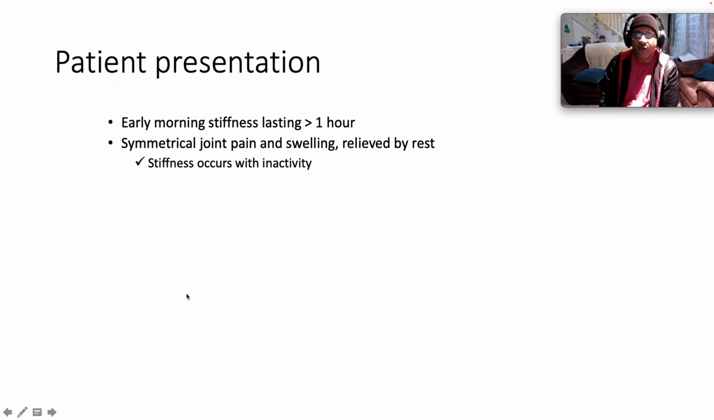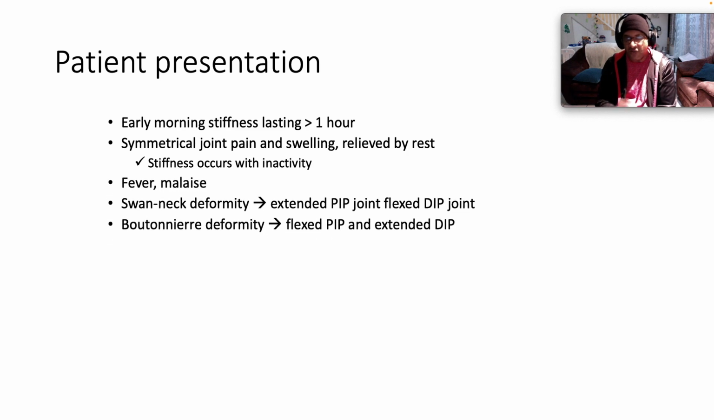Okay, guys, so how do patients with rheumatoid arthritis present? Well, there's early morning stiffness, which lasts for more than an hour. With symmetrical joint pain and swelling, it's relieved by rest, right? Stiffness occurs with inactivity, and that is a hallmark of inflammatory joint pain, right? It's worse after immobility, first thing in the morning, but as the day progresses, it gets better. And it's of course associated with raised inflammatory markers. You also have fever and malaise.